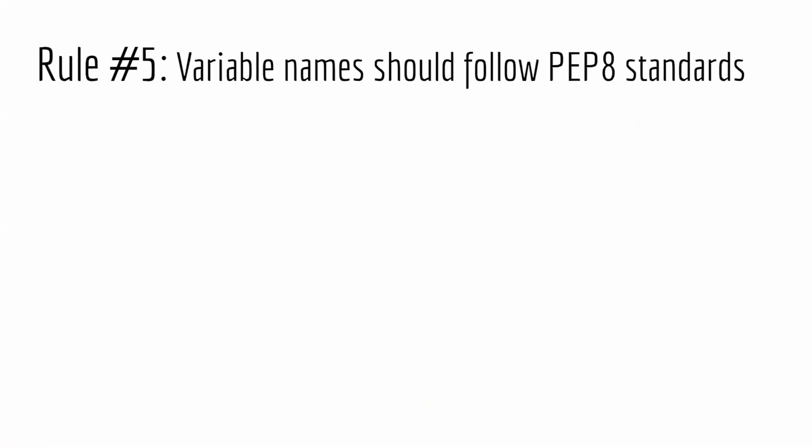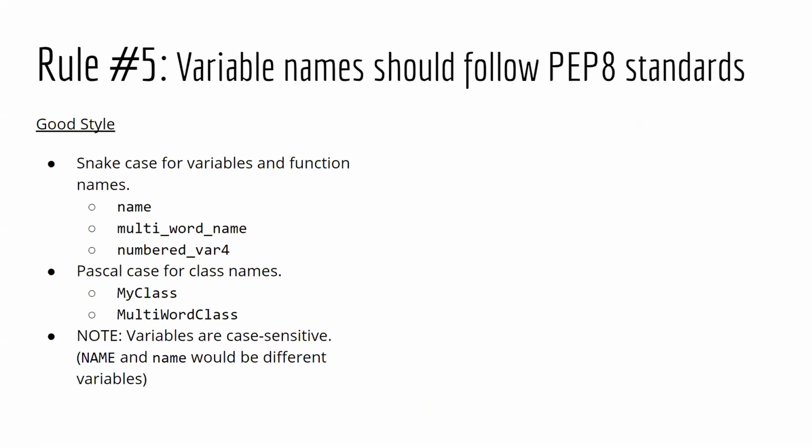Okay, last rule, and then your brain can take a break. You guys already know this or have seen this before. I just wanted to include it here. Variable names should follow PEP 8 standards. PEP 8 is just Python style. So good style is to use snake case for variable and function names, and then Pascal case, which is where you capitalize the first letter of each word, for class names.